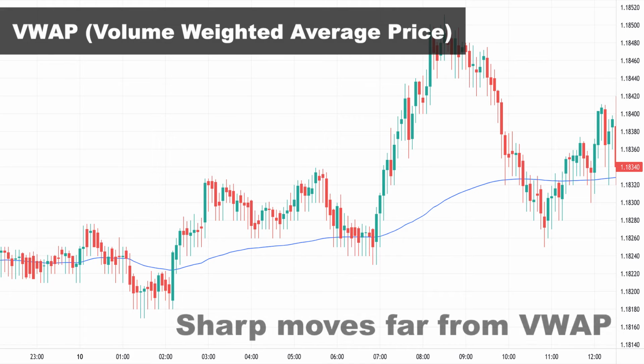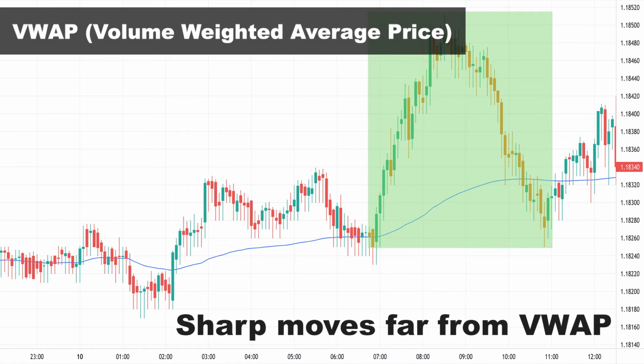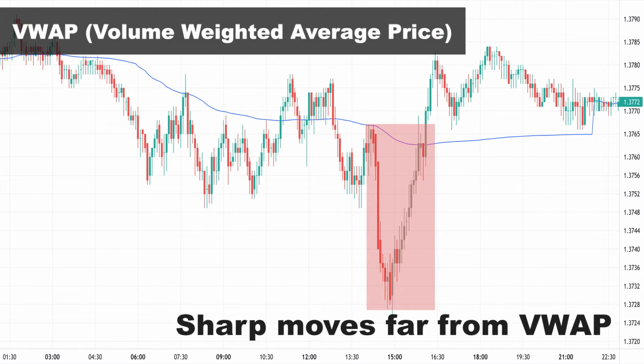Another signal that we can get from VWAP is sharp moves far from VWAP, which means that having a sharp steep move indicates that the price is far from its average value in that day, and there is a possibility that the price is gonna fall. The same goes when the price moves sharply below the VWAP line, indicating the price is far below the average price, and this can show the possibility that the price may advance and reach its average value of the day, which is the VWAP line.